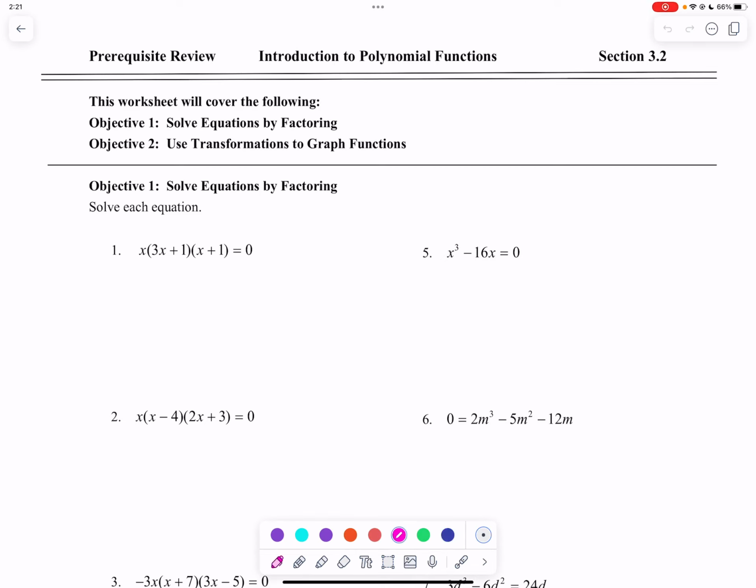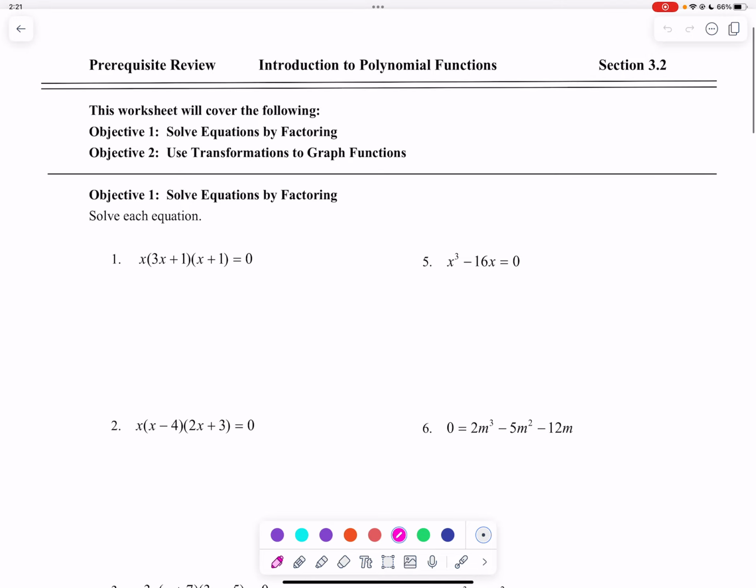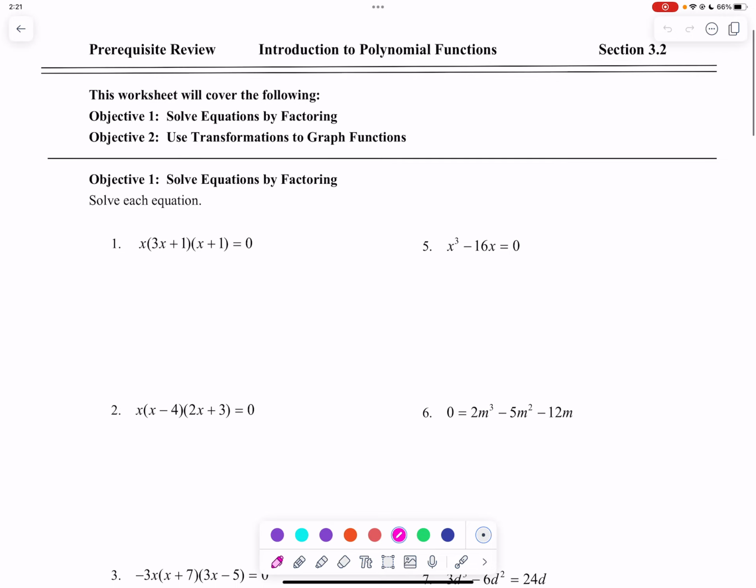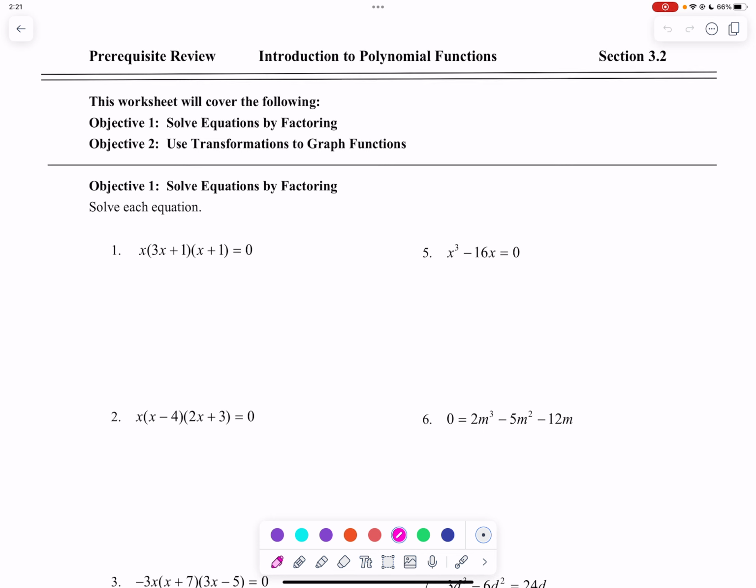This is the prerequisite review for Section 3.2, Introduction to Polynomial Functions. We have two pretty big objectives here. We will begin with Objective 1, solve equations by factoring.